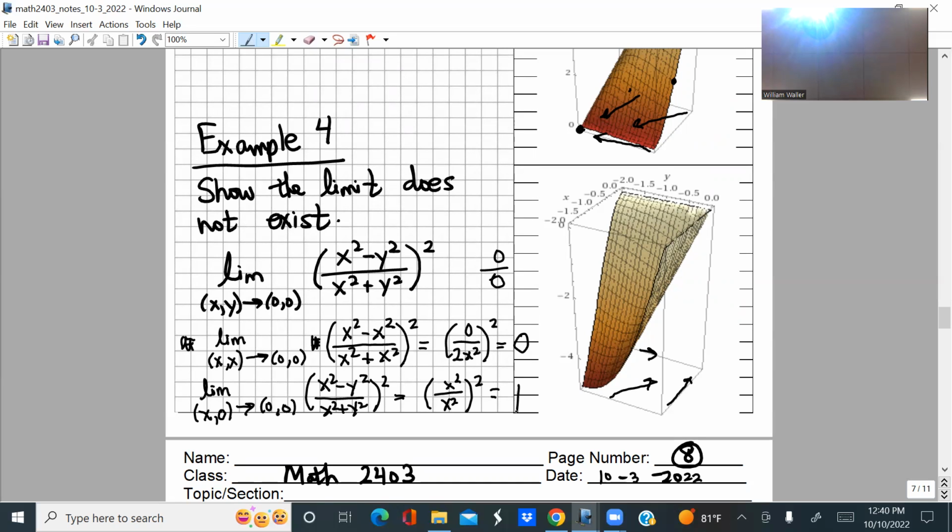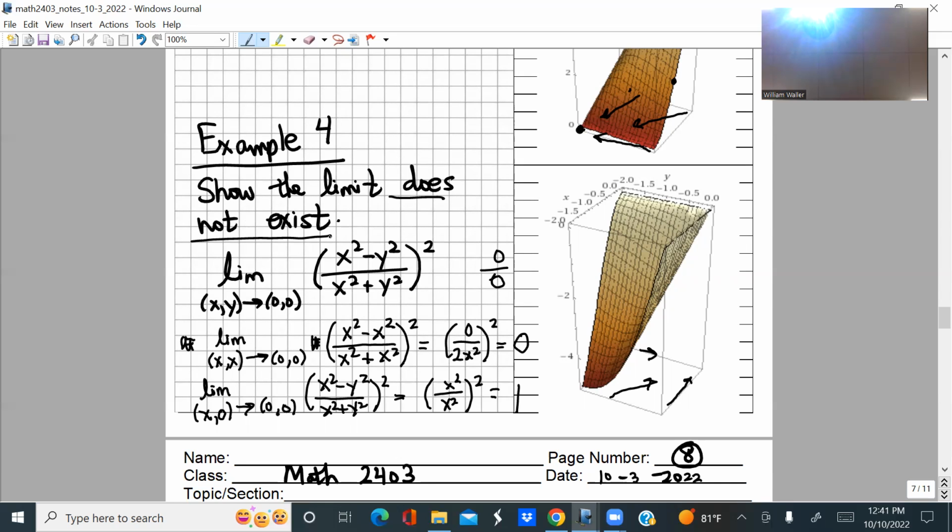It's 1. Yeah, okay. So the limit there is really 1, not 0. What about this limit then? It doesn't exist, right? So why doesn't it exist? These two limits exist, but they don't agree, okay? Because this one is 0 and this is 1.